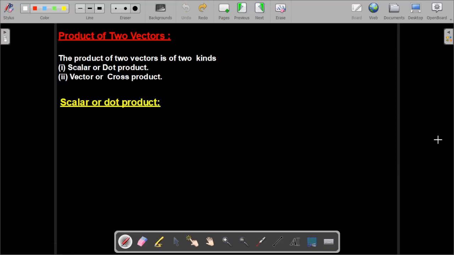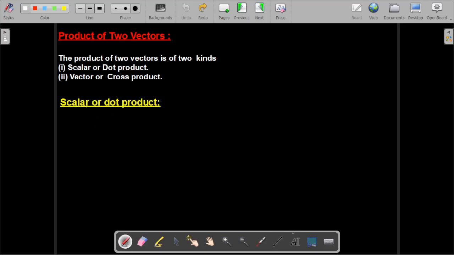Now come to the product of two vectors. How are two vectors multiplied? We are going to study that. Okay. So there are two procedures of multiplying vectors. Those are the scalar product or dot product, and the cross product. First, the scalar product.